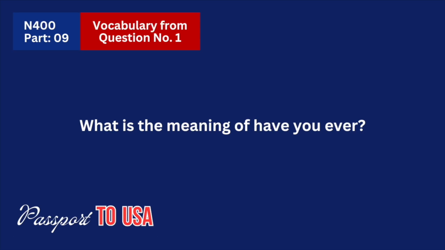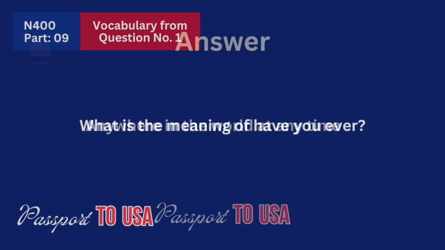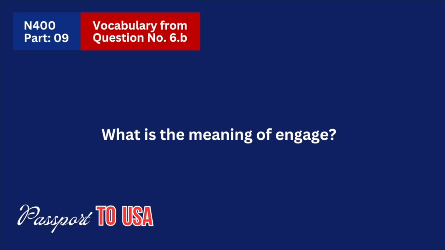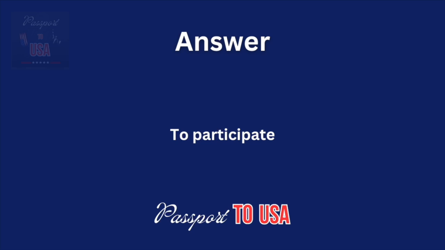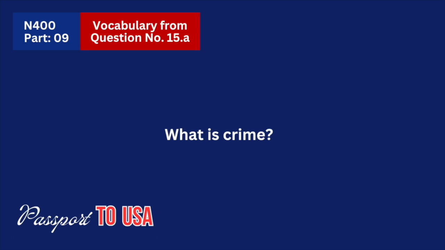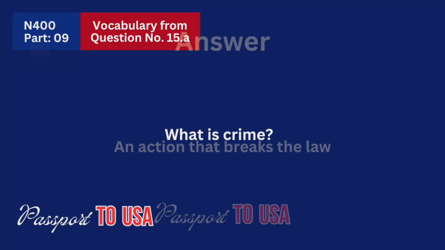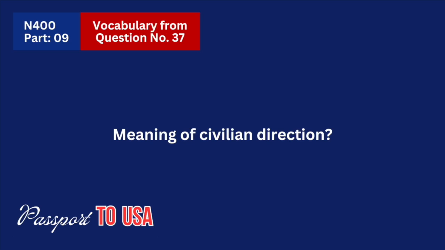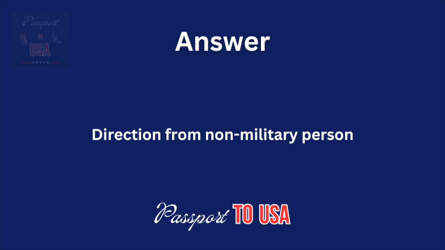What is the meaning of, have you ever? Anywhere in the world, at any time. What is the meaning of engage? To participate. What is crime? An action that breaks the law. Meaning of civilian direction? Direction from non-military person.